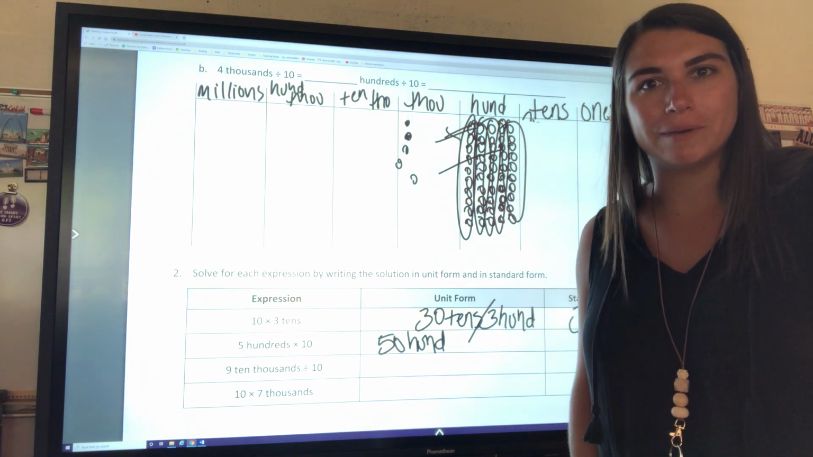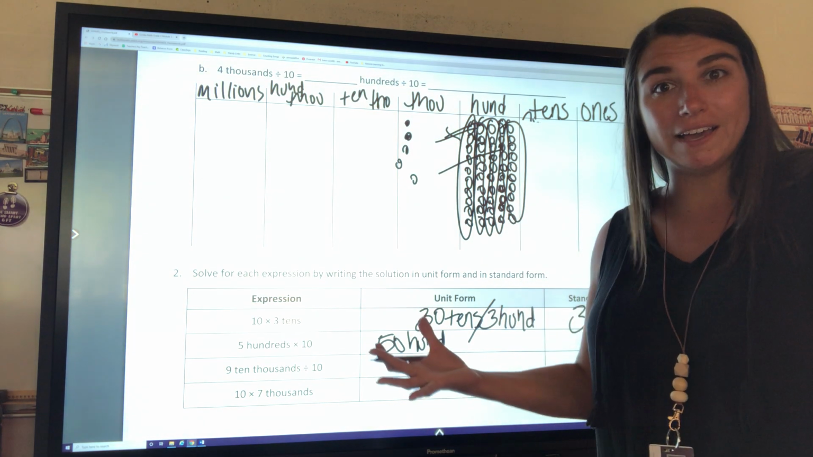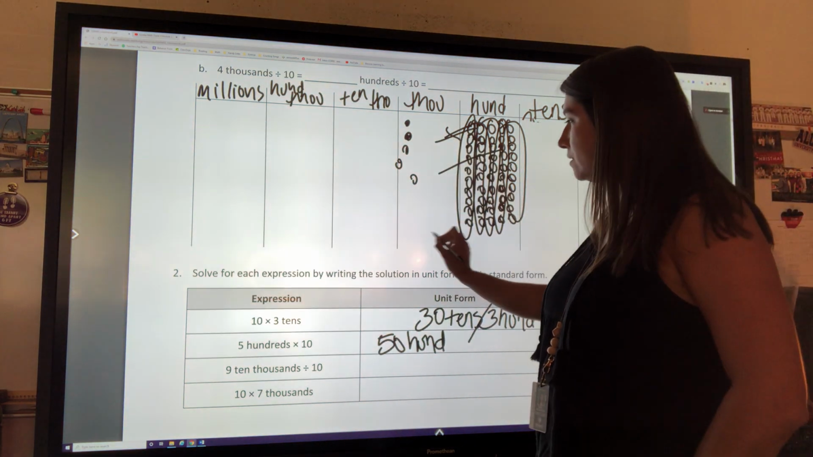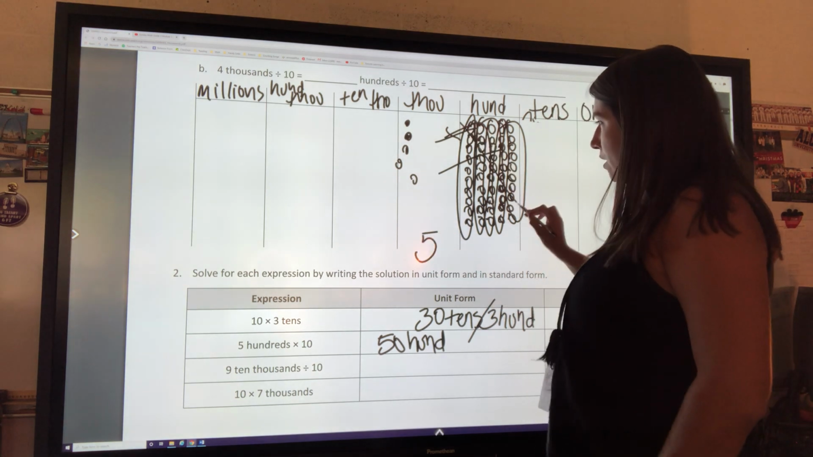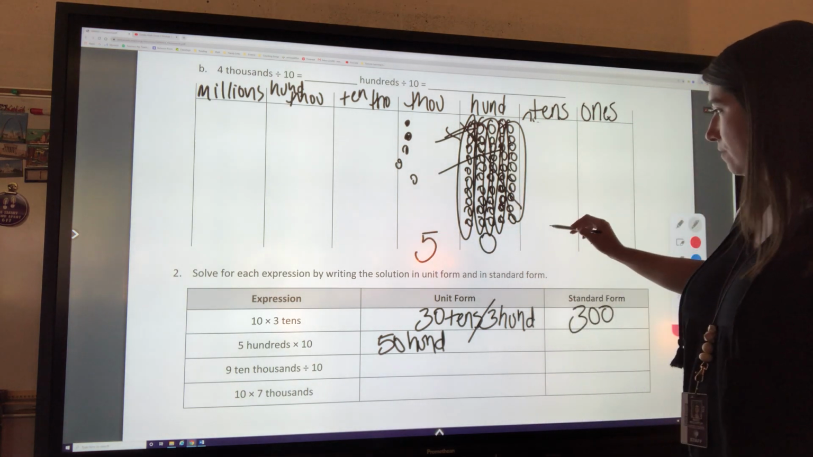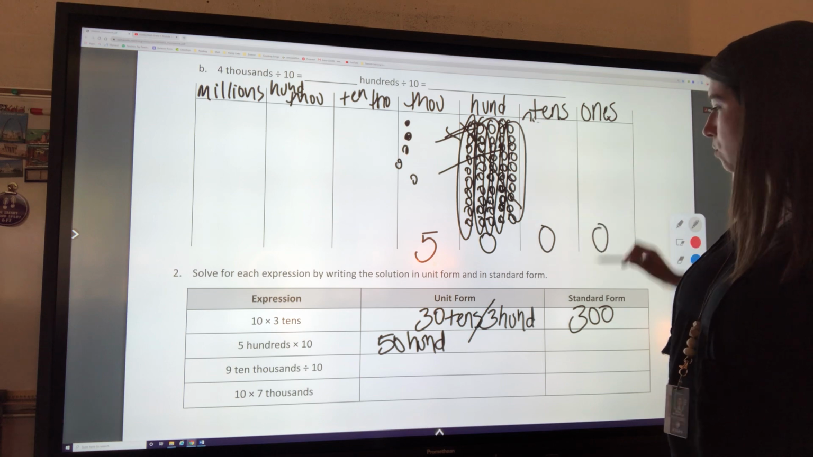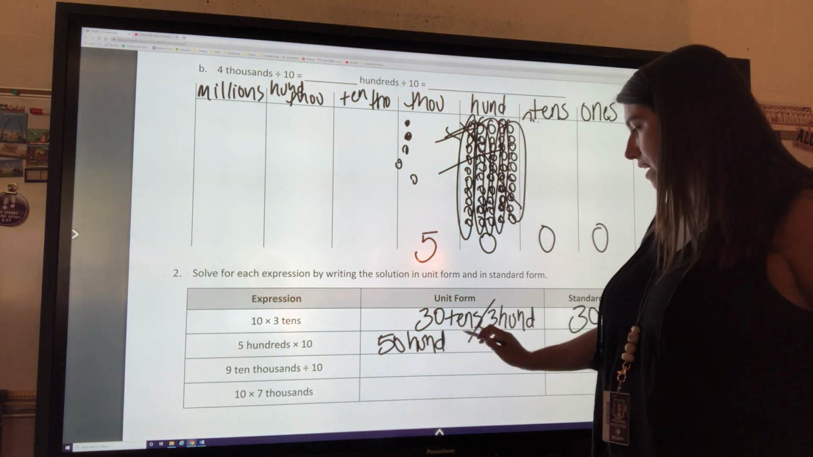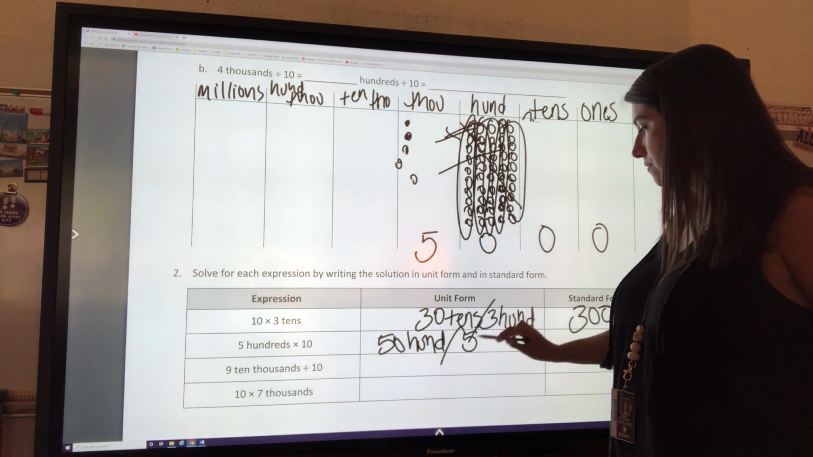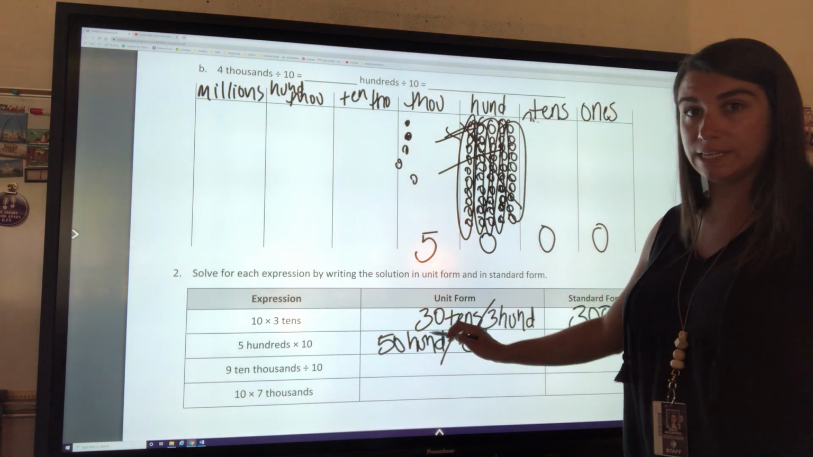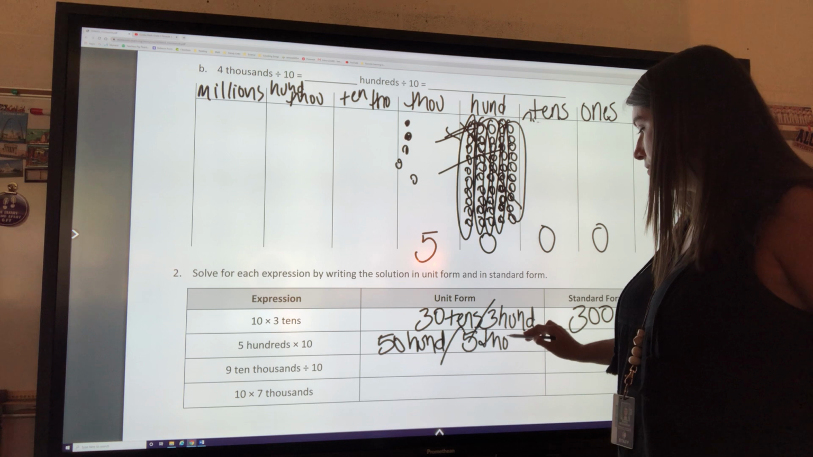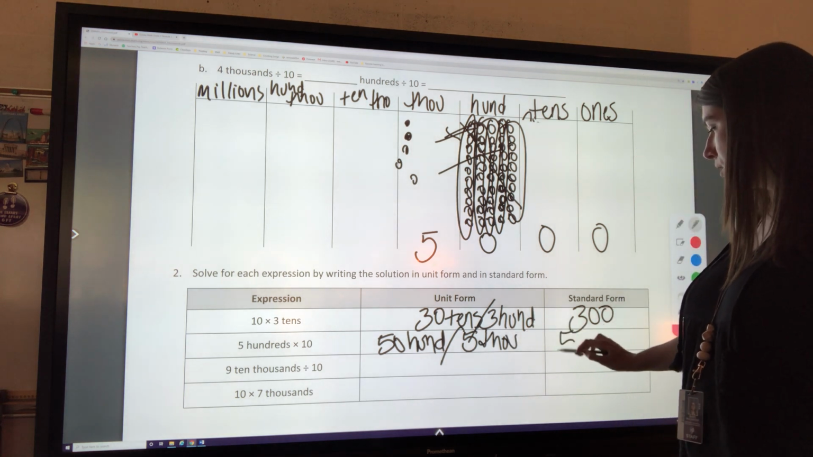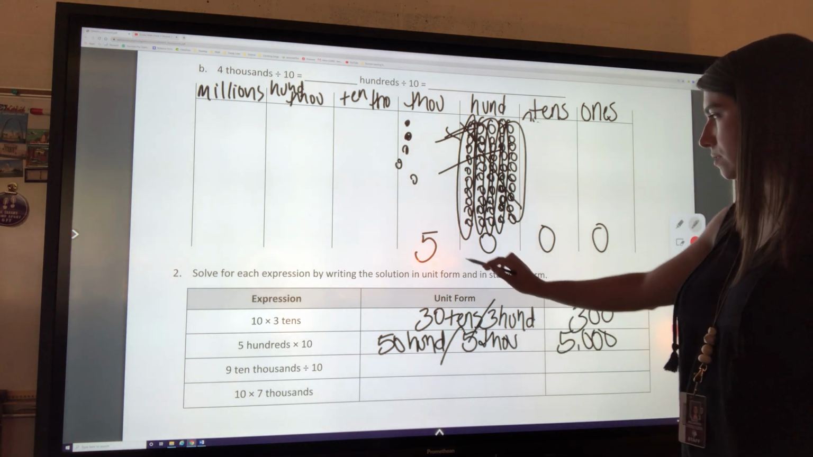How many thousands do we have? We have 5, right? You have 5 thousands. I have no more hundreds. I moved them all over. I have 0 tens and 0 ones. So I get 50 hundreds is the same as 5,000, and the standard form is 5,000. My comma there.